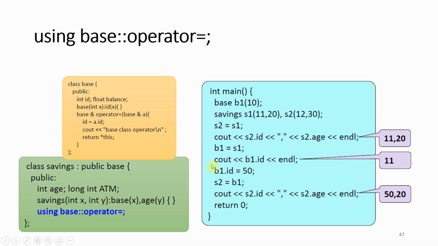Another way of doing this is adding this line into your derived class, saying that we can use the base assignment operator, which is, of course, only going to assign the member variables of the base. But if you do that, then this is going to be legal. That's fine. It's only going to assign the ID and balance of B1 to the ID and balance of S2. So that's what's happening here. This is another way of making this operation valid.